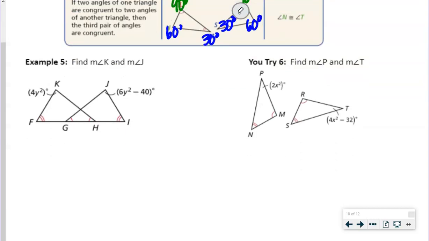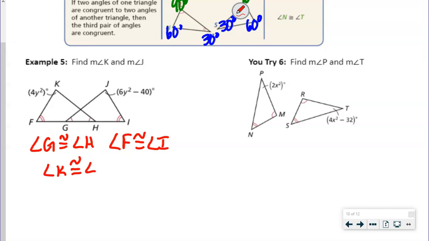So for example 5, notice that angle G is congruent with angle H, right? And what else? Angle F is congruent with angle I, okay? So that means that angle K has to be congruent with angle J. Now, we actually have measures up there, so we're going to use an equal sign to solve this problem. We're going to say 4y squared is equal to 6y squared minus 40. So these are like terms. Remember, if it's an x squared, or a y squared in this case, they are like terms. So we're going to subtract the 6y squared from both sides.